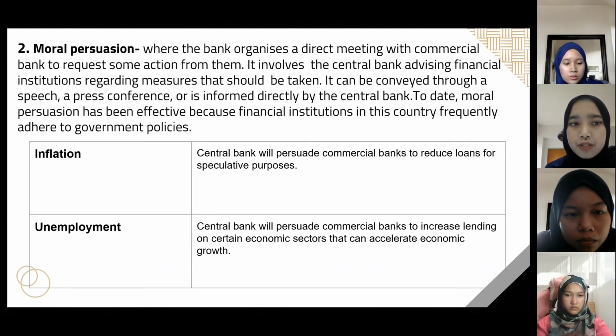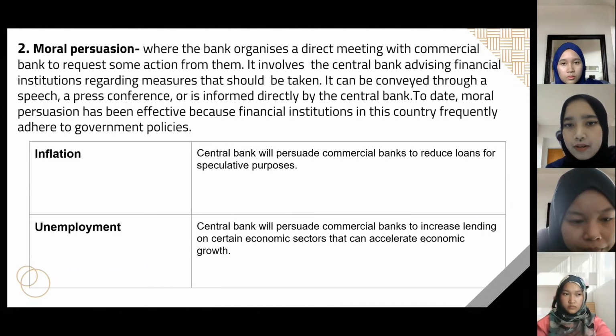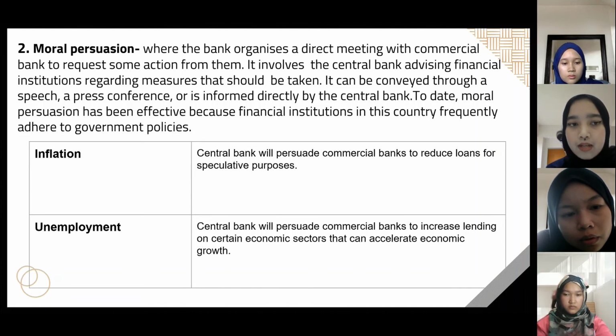Second, moral persuasion, where the bank organizes a direct meeting with commercial banks to request some action from them. It involves the central bank advising financial institutions regarding measures that should be taken. It can be conveyed through a speech, a press conference, or informed directly by the central bank. To date, moral persuasion has been effective because financial institutions in this country frequently adhere to government policies.